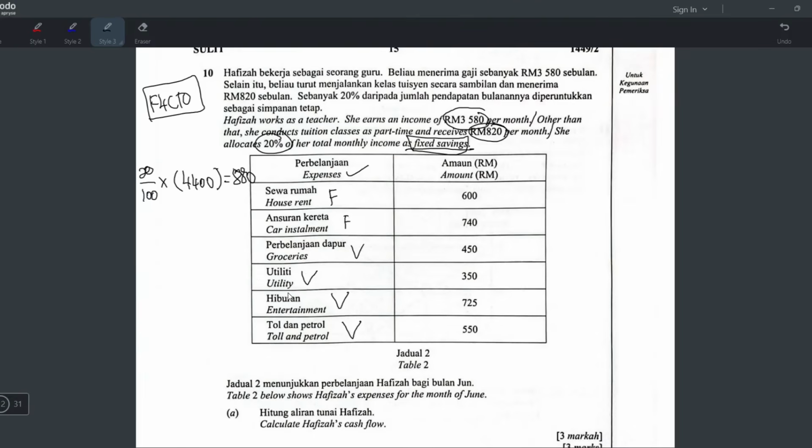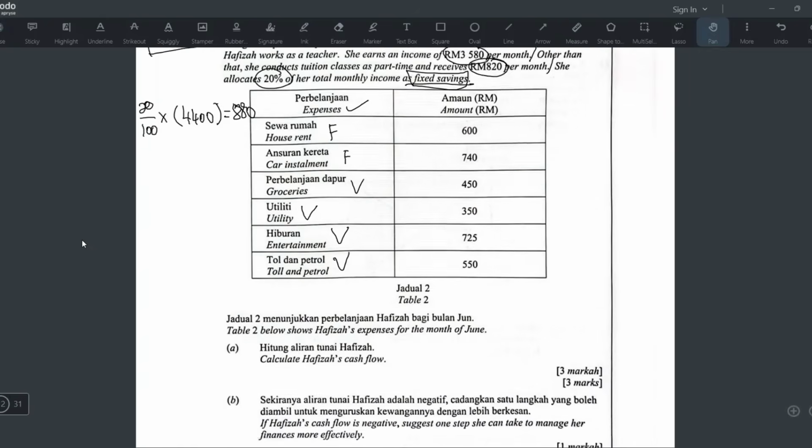Tak tetap means what? It means the amount is not fixed. And you can actually control spending. You can control your spending behavior and the expenses can change according to your spending behavior. But these two are fixed. Because saver rumah, ansuran kereta, yeah, these are fixed. Even if you control your spending behavior, you can't change the amount. Alright, so let's see what they want here.